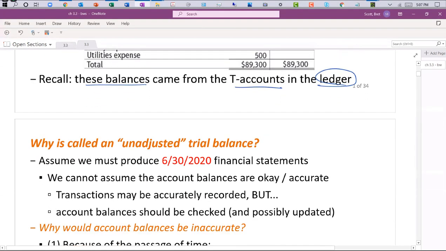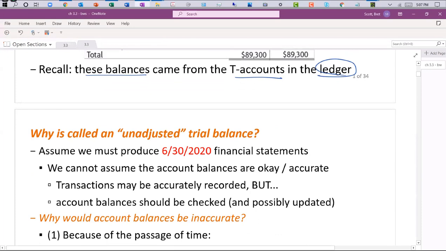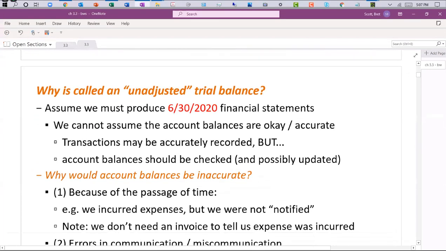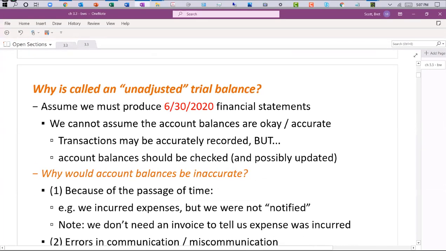Now we need to look at our situation and ask ourselves, why do we call it an unadjusted trial balance? In other words, do we need to do anything before producing the financial statements? And the answer is yes. We assume that we must produce financial statements. We cannot assume the account balances that we see in the unadjusted trial balance are okay or accurate. The transactions may be accurately recorded, but the account balances themselves need to be checked and possibly updated.